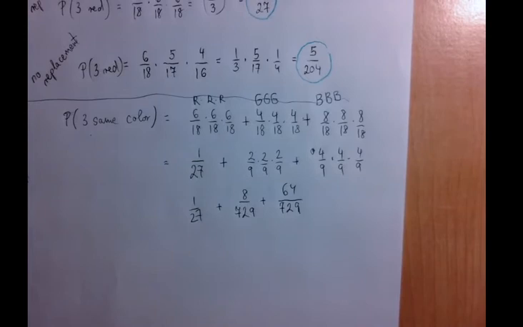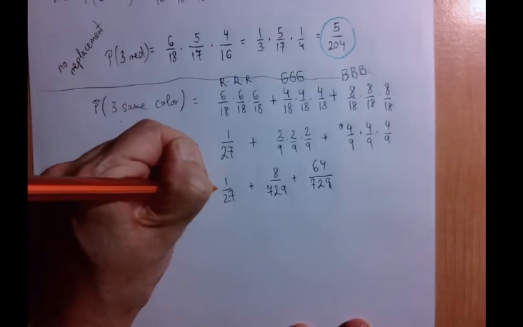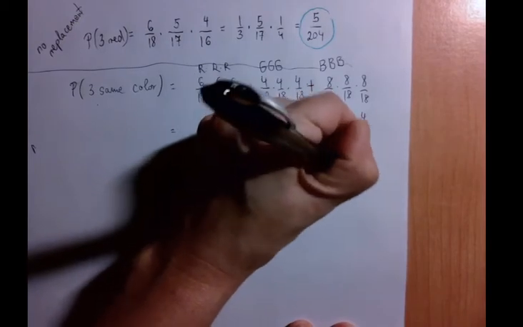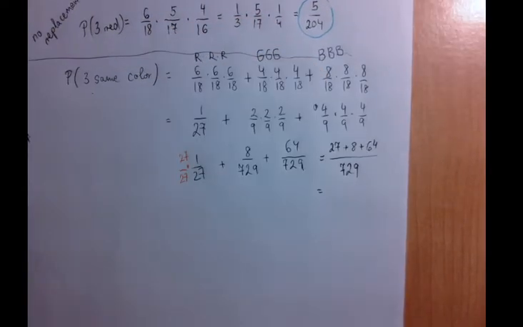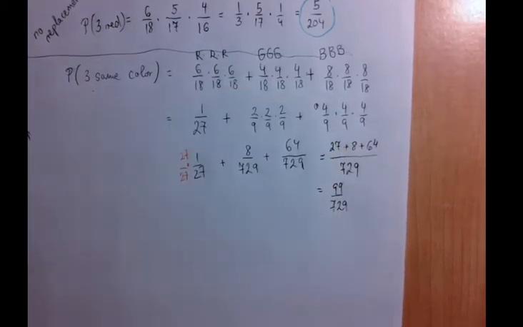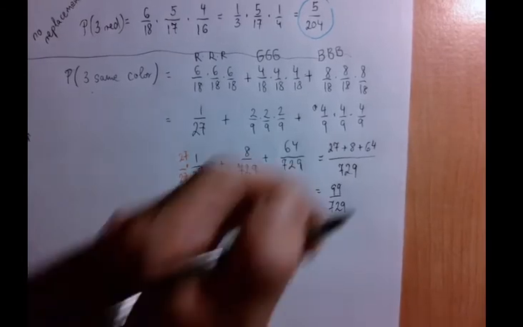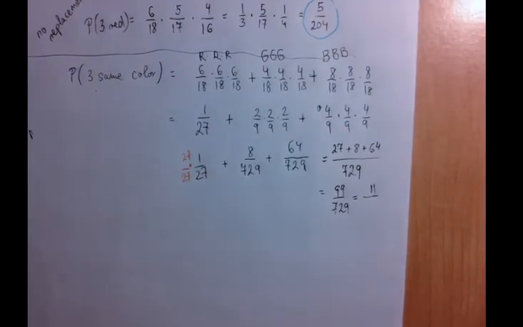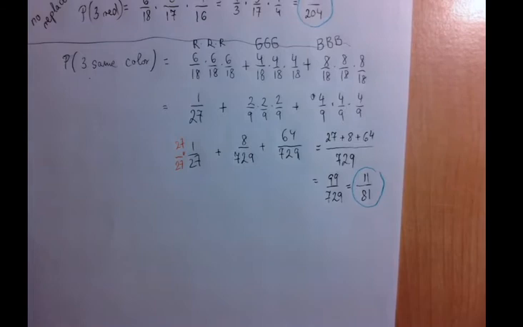That's a division question. It looks like this is 27 squared. So we're going to multiply upstairs and downstairs by 27. And then we have the common denominator of 729. And the numerator is 27 plus 8 plus 64, which is 99 over 729. It's good to remember that the denominator is 27 times 27, which means both numerator and denominator are divisible by 9 at least. If we divide 99 by 9, we get 11. And 729 divided by 9, that should be 81. So 11 over 81 is the probability.